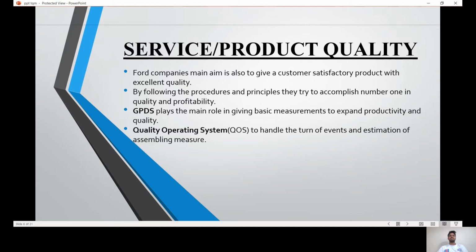To settle a vehicle's idea, specialists, designers, and product marketing groups all come together. Then it is brought to market by the Global Product Development System, which is called GPDS. GPDS plays the main role in giving basic measurements to expand productivity and quality. Then the quality operating systems handle the development and estimation of manufacturing measures.